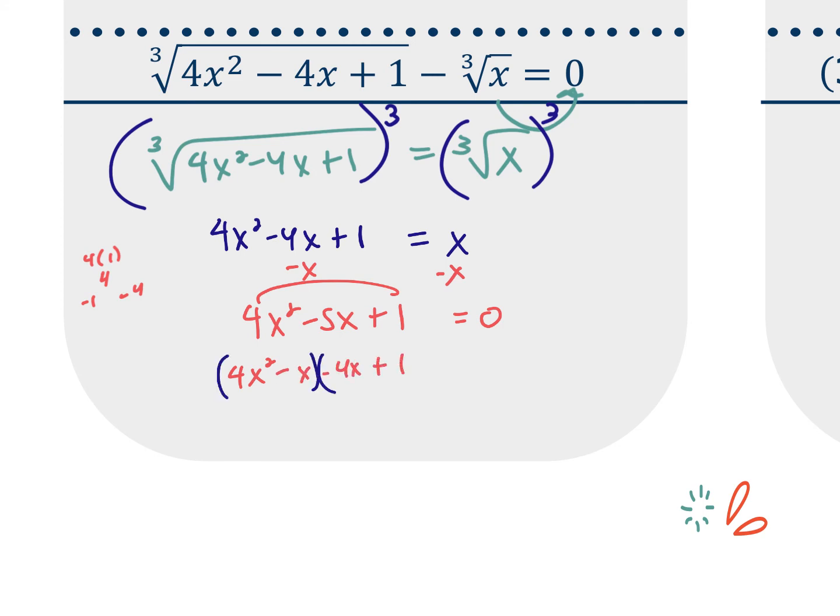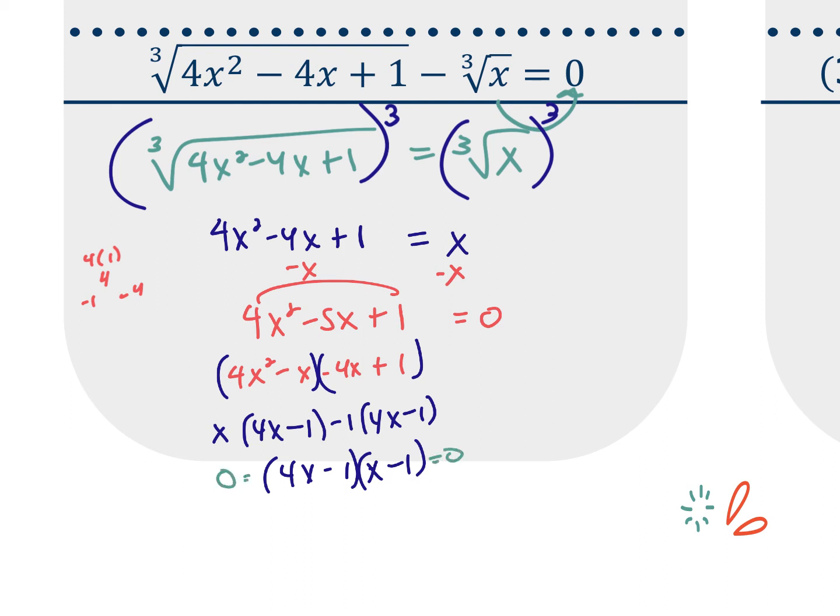And I factor by grouping. Take out an x, 4x minus 1. Take out a negative 1, 4x minus 1. And I get 4x minus 1 times x minus 1. Split and solve. And I get 4x equals 1, x equals 1/4, and x equals 1.